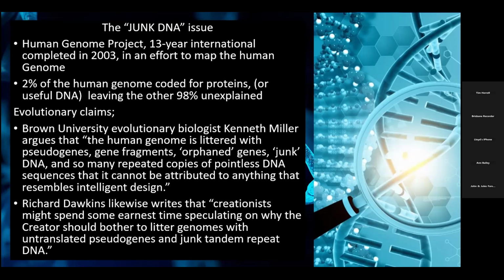Brown University evolutionary biologist Kenneth Miller argues that the human genome is littered with pseudogenes, junk fragments, orphan genes, junk DNA, and so many repeated copies of pointless DNA sequences that it cannot be attributed to anything that resembles intelligent design. Richard Dawkins, who's heard of that guy? Yeah, a lot of us have probably heard of that guy.